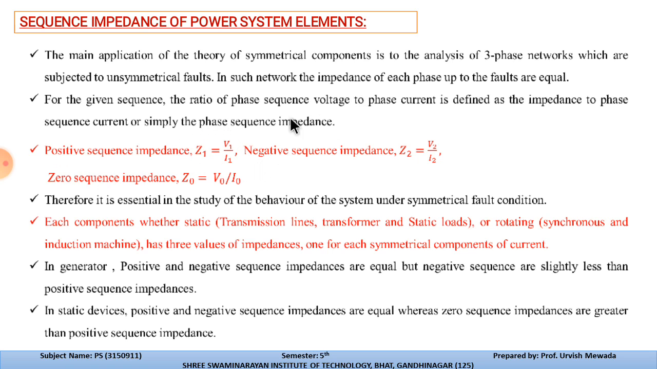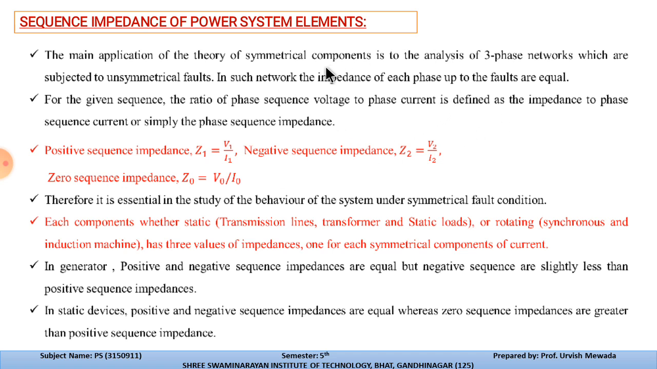Now for the negative sequence impedance, Z is equal to V upon I. Here for the negative sequence we use the notation 2. So Z2 is equal to V2 by I2. Now for the zero sequence, Z0 is equal to V0 by I0. So these are the three impedances of all the sequences which are generated whenever unsymmetrical faults arise in the power system.